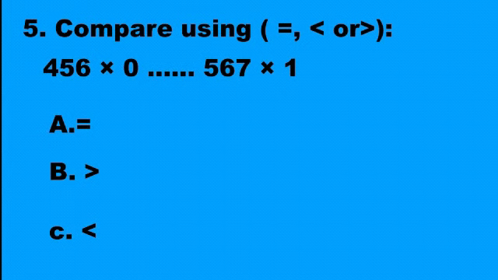So 456 into 0 dash 567 into 1. So what can you put in the blank? Option A equal, option B greater than, and option C less than. So here you have to answer it. First of all, the property you need to know very well is that if we multiply a number by 0, then we will get 0.